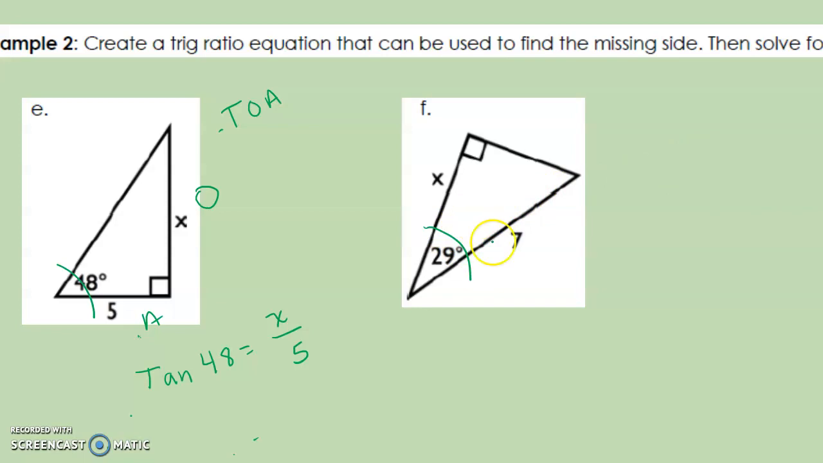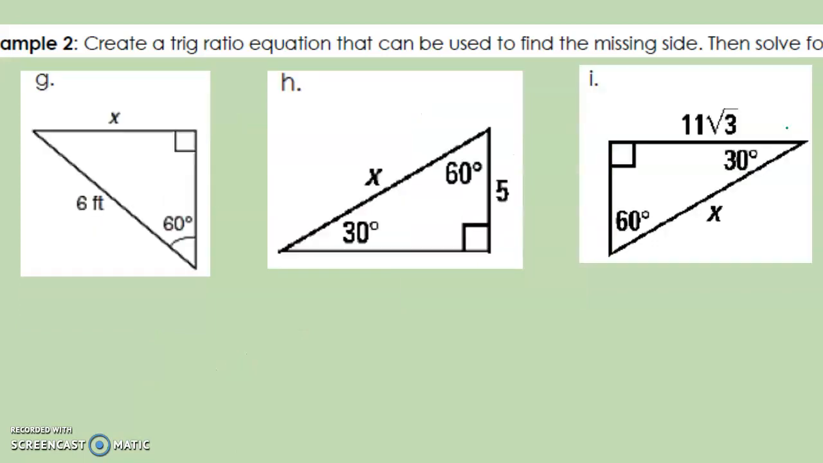Angle of interest. You have your hypotenuse and your adjacent. That is your cosine of 29 equals your adjacent over your hypotenuse. Same thing with these. You have your opposite and hypotenuse, so you would have sine 60 equals x over 6. Here you have your opposite, your hypotenuse. This one would be sine 30 equals 5 divided by x.